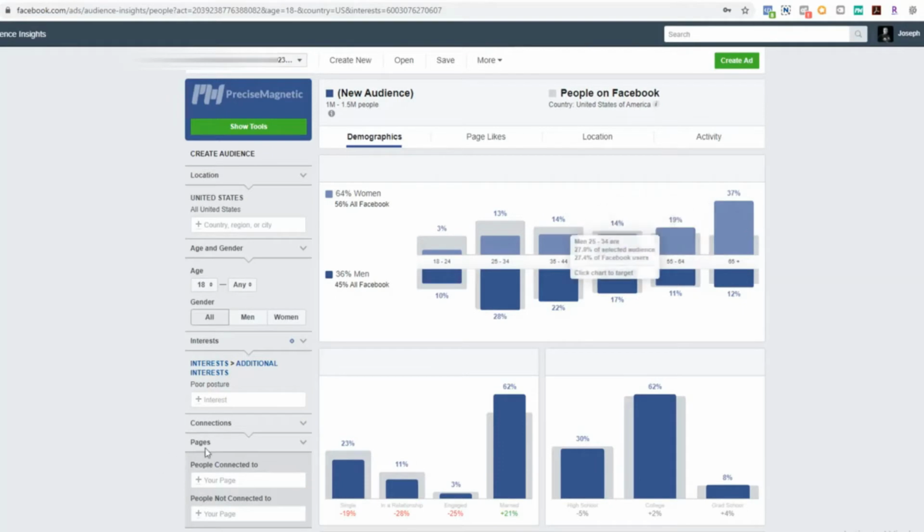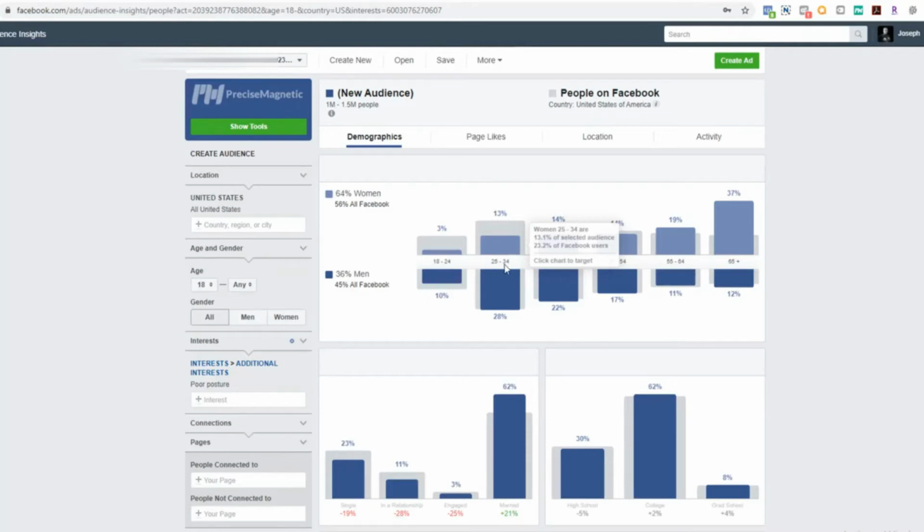Under the Demographics tab, we have our age, gender, and relationship status, as well as our education level. Something that I didn't expect in our audience. You can see the poor posture audience is heavily favoring women over 65 years of age. The gray boxes are the total representation by percentage that demographic represents on Facebook. The blue box is the representation that demographic represents inside of our audience, which is 18 to 65 plus with the interest poor posture in the United States.